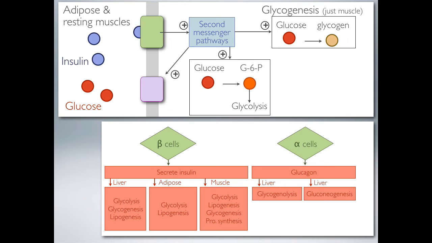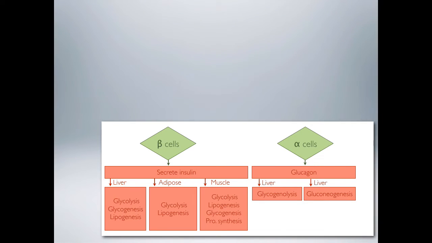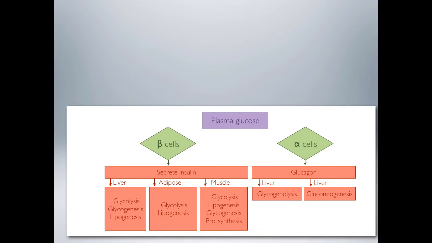Okay, so that maps out a whole bunch of pathways in response to insulin and glucagon in these cell types. So if we consider the plasma glucose, again, as the stimulus, let's consider what happens right after a meal with all of these details added.